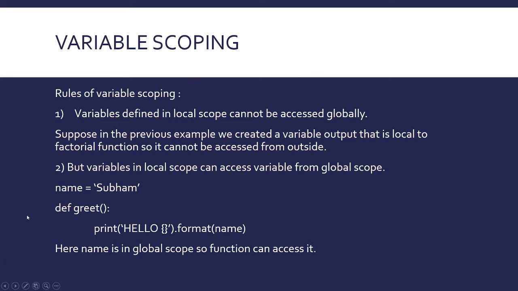Like here I have done, name is a global variable, and here I am accessing the name inside a function. We can do this thing. It is perfectly okay to access this. But if we want to access a local variable from outside the function, we cannot do that. It will give an error. So this is the difference between local and global scope.